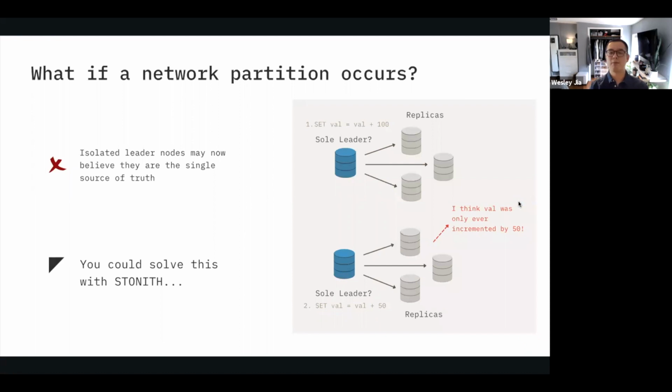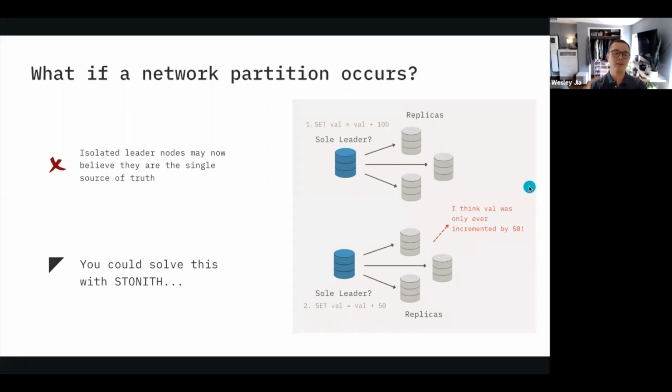If we take a look at the example here, let's say we have a client who makes a write operation to the top leader to increment value by 100. Then the same client makes a subsequent write operation to the bottom leader to increment it by 50. So value has been incremented by a total of 150, but the bottom leader gets a subsequent operation and thinks that at the end, it's only been incremented by 50. When you start reconciling databases and putting the data back together, this results in some conflicts. Many of you are familiar with git merge conflicts, so it's not too different in that sense. We could solve this issue with a technique called STONITH.